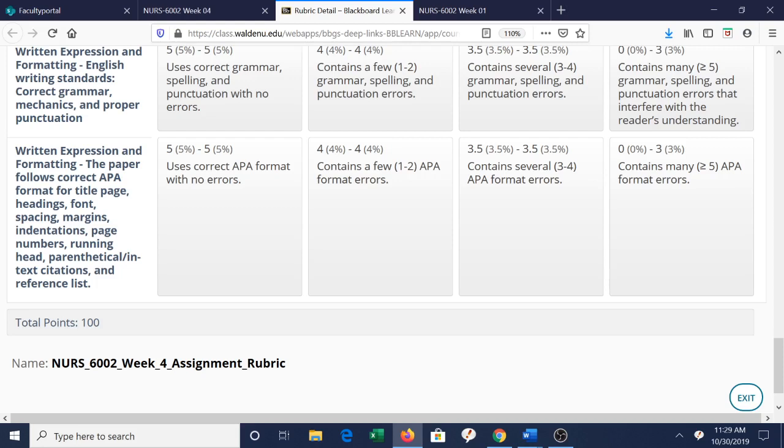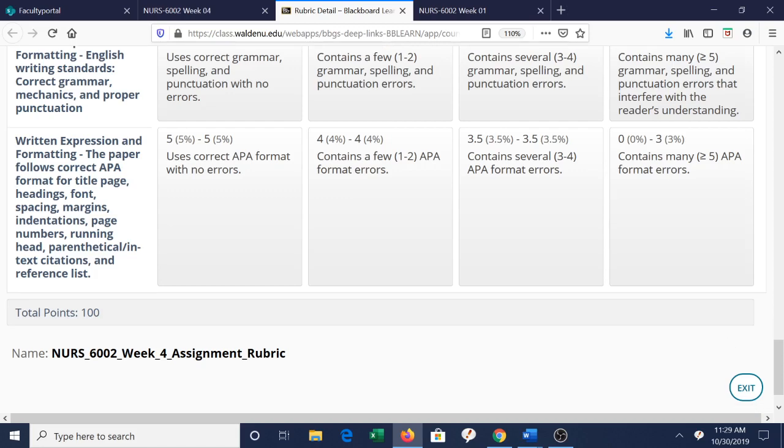So indent paragraphs, 5 spaces. Remember that from high school? Always indent your paragraphs. Once you've indented 5 spaces and you double spaced, you've got a lot of the battle done right there. Page numbers. The title page should start with page 1, and every page should have a number in the top right corner.